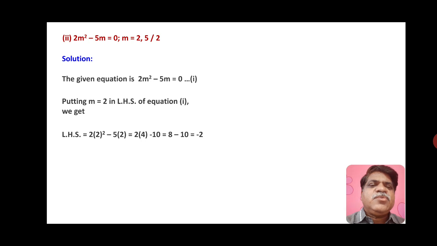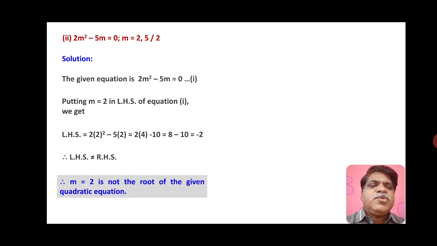So, LHS is equal to 2 into m is 2 raised to square minus 5 into bracket m is 2, which will be 2 into 2 square is 4 minus 5 2s are 10. So, 4 2s are 8, 8 minus 10 is minus 2. But RHS is 0, here LHS comes to minus 2. So, we can write that LHS is not equal to RHS. Therefore, you can say that m is equal to 2 is not the root of the given quadratic equation.